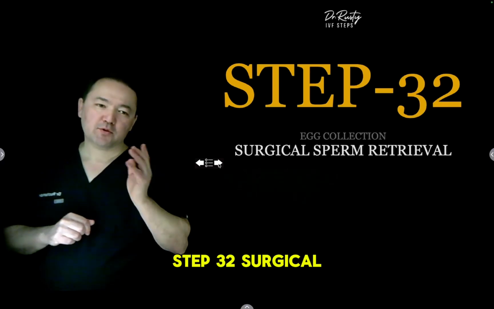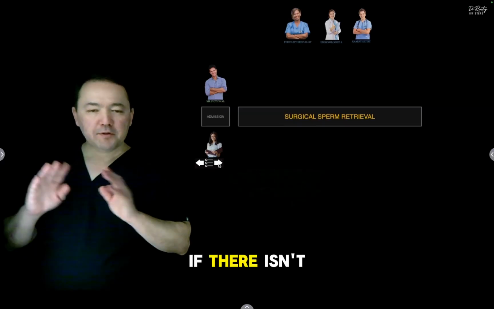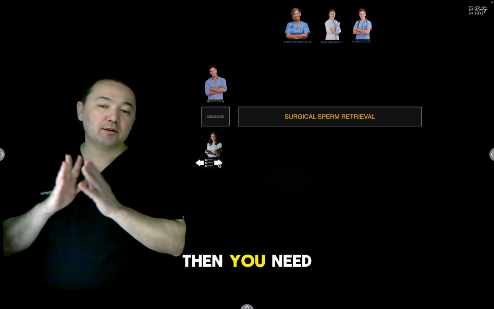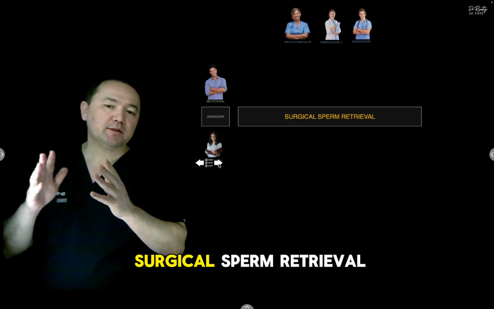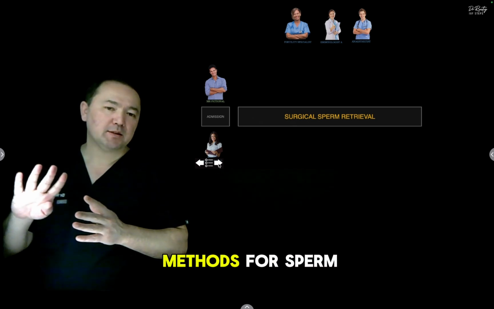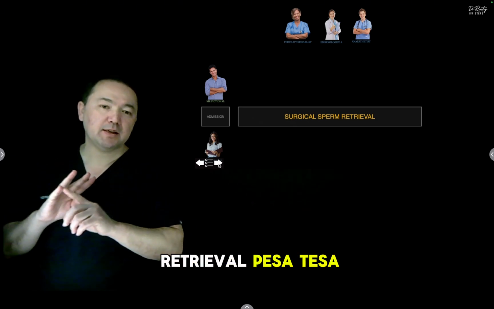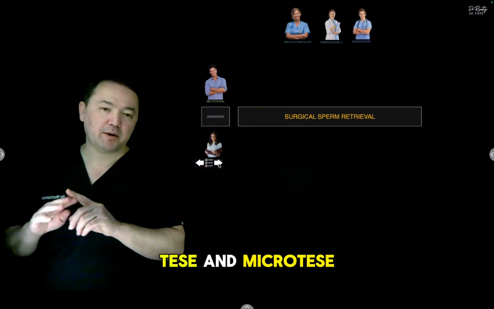Step 32, surgical sperm retrieval. If there isn't any sperm in the ejaculate, then you need to retrieve sperm directly from the testes. So that's called surgical sperm retrieval. There are 4 methods for sperm retrieval: PISA, TISA, TZ, and micro-TZ.